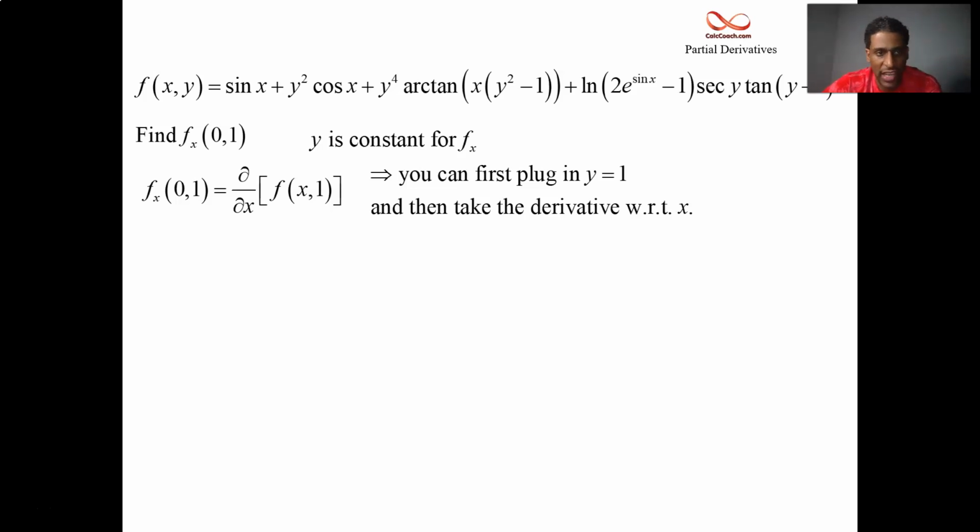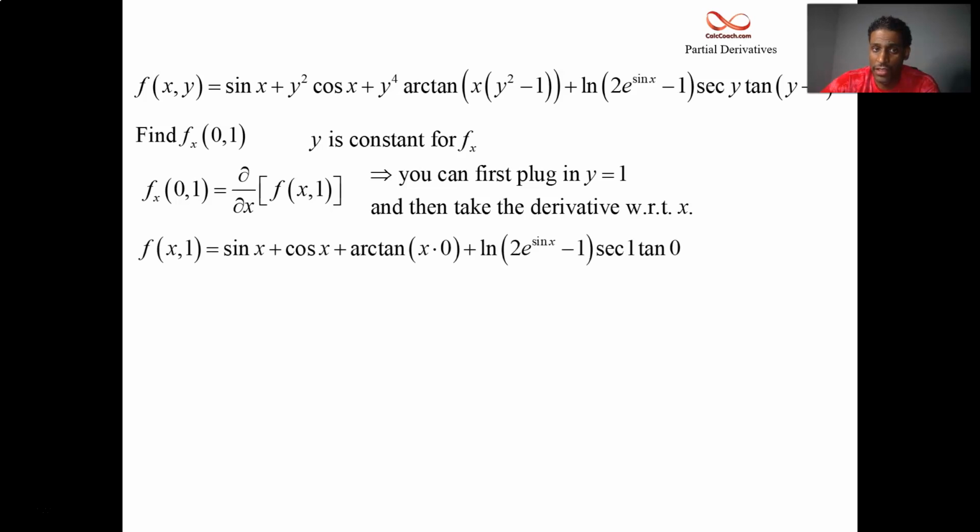First term, it's just sine x. Second term, it's just cosine x now. Third term is a y squared minus 1 inside of an arctan. It's the arctan of 0. Then this last term is natural log of 2e to the sine x minus 1, times the secant y, times the tangent of y minus 1. That's tangent of 0. That whole term zeroes out. You're actually just left with sine x plus cosine x.